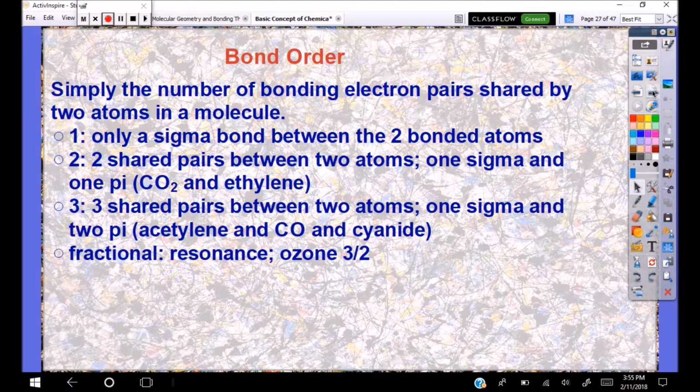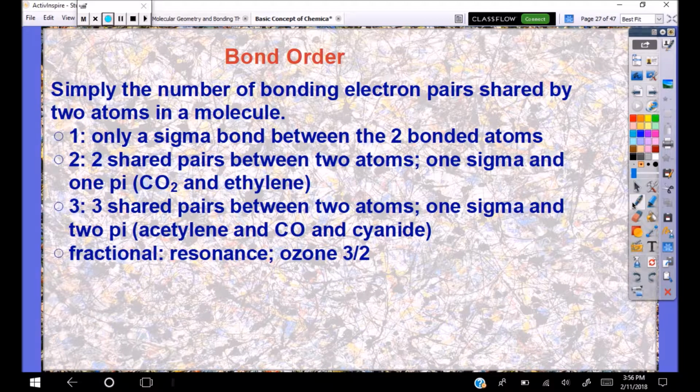So bond order. Bond order is simply the number of bonding electron pairs that are shared by two atoms in a molecule. So bond order is pretty straightforward until you get into resonance. When you only have a sigma bond, that's a single bond, between two bonded atoms, the bond order is 1. When you have two shared pairs between two atoms, one that's a sigma and one that's a pi bond, in other words a double bond, your bond order is 2. And then when you have 3 shared pairs between two atoms, one that's sigma and 2 that are pi, that's a triple bond, your bond order is 3.